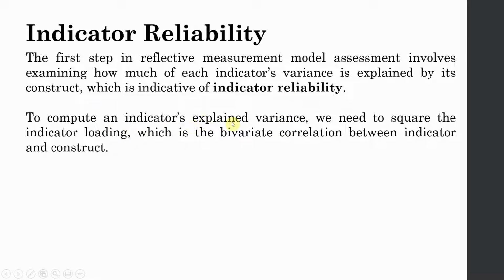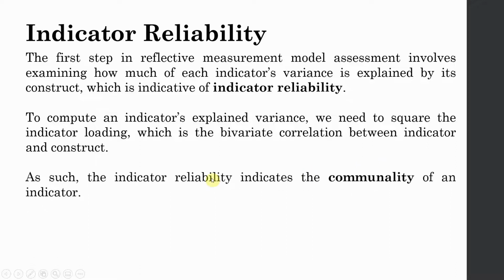Now, to compute an indicator's explained variance, we need to square the indicator loading, which is the bivariate correlation between an indicator and the construct. In order to get your indicator reliability, you simply take the square of your loading. The loading tells you how well a particular item is representing the underlying construct. As such, the indicator reliability indicates the commonality of the indicator.